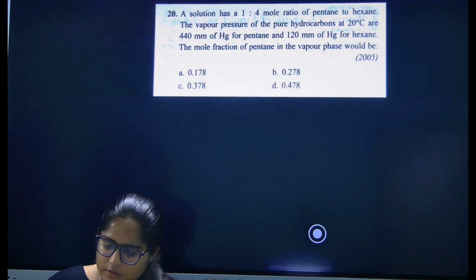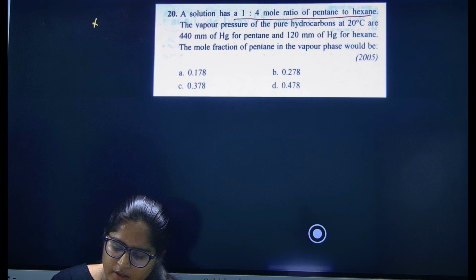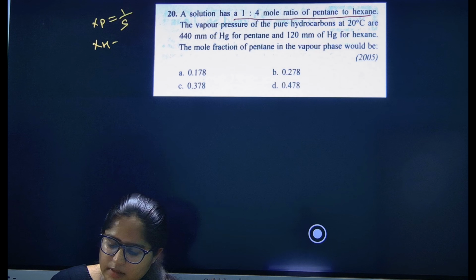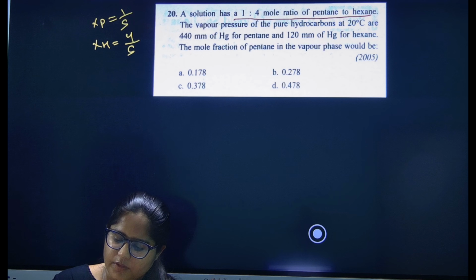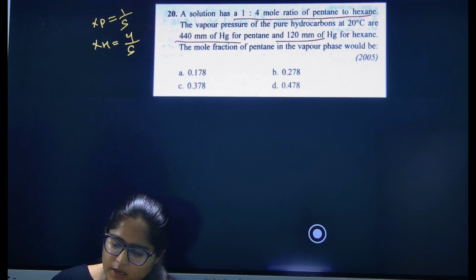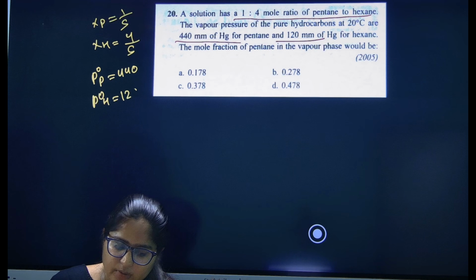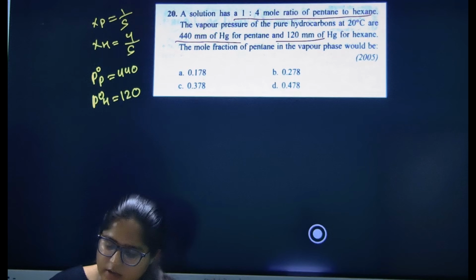A solution has 1:4 molar ratio of pentane to hexane. Again they have given a molar ratio. So from here I can directly say that the pentane mole fraction will be 1 by 5 and the hexane mole fraction will be 4 by 5 without any doubt. Next, they have given the vapor pressures of pure hydrocarbons: P naught of pentane is 440 and P naught of hexane is 120. What they are asking here is the mole fraction of pentane in vapor phase.